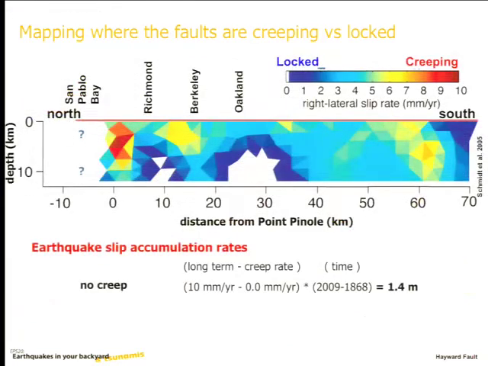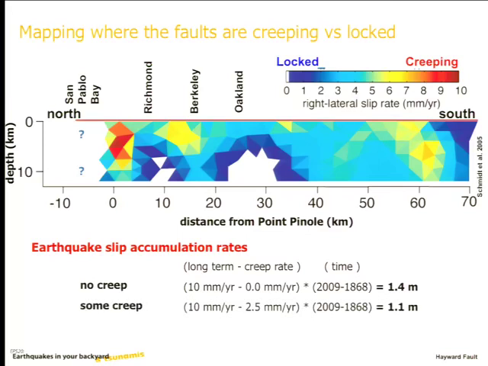Okay, so the message here is that plate tectonics continues to move at a fixed rate. When there is no creep on the Hayward fault, we have the long-term rate of 10 millimeters per year. We have no creep. And so if you go back to the 1868 earthquake, I did this in 2009, I should update it, we've had 1.4 meters of built-up strain since the 1868 earthquake. So this would be relevant for the southern section of the fault where we have the 1868 earthquake and there's very little creep.